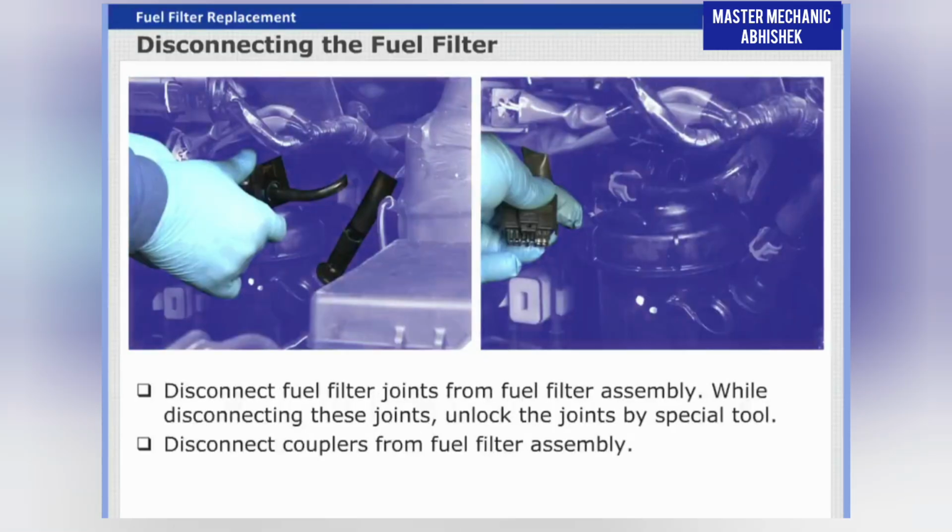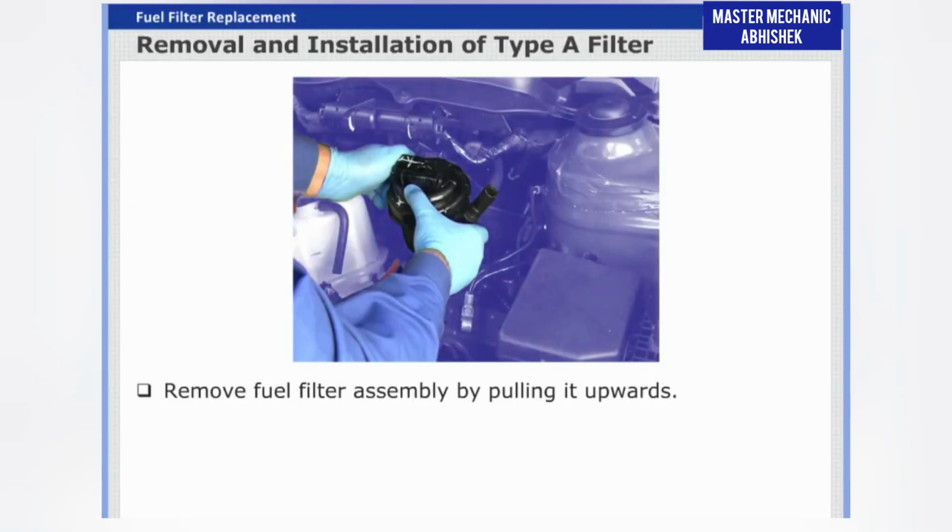Disconnect fuel filter joints from fuel filter assembly. While disconnecting these joints, unlock the joints by special tool. Disconnect couplers from fuel filter assembly. Removal and installation of type A filter.